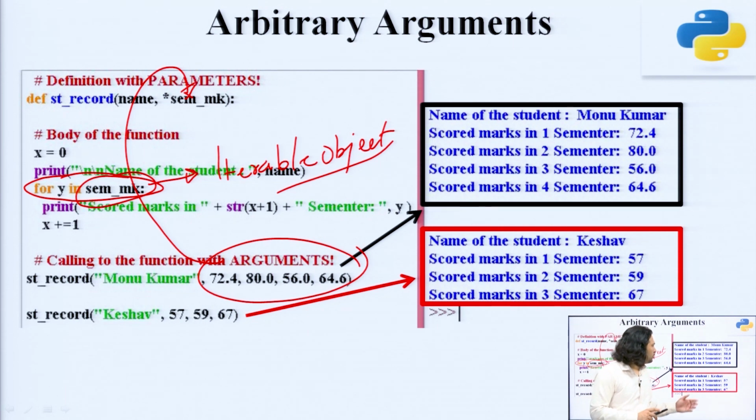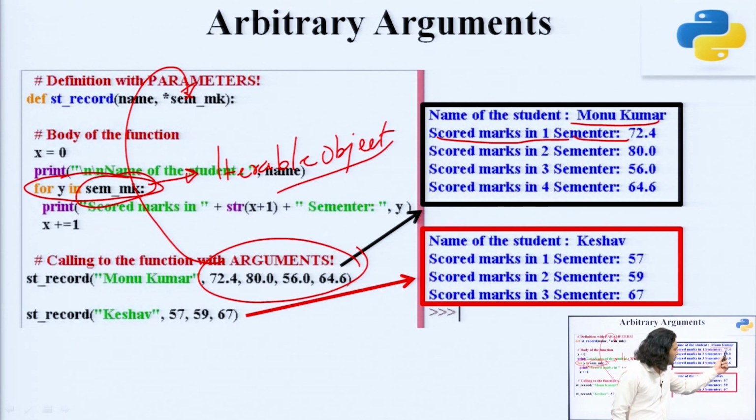I think the output is like a degree report of a student. Here the very first thing is the name, that is Monu Kumar, followed by, you can see, the marks scored in the first semester, second, third, fourth. Now, here in the second and the first, you can see that the information is changed.